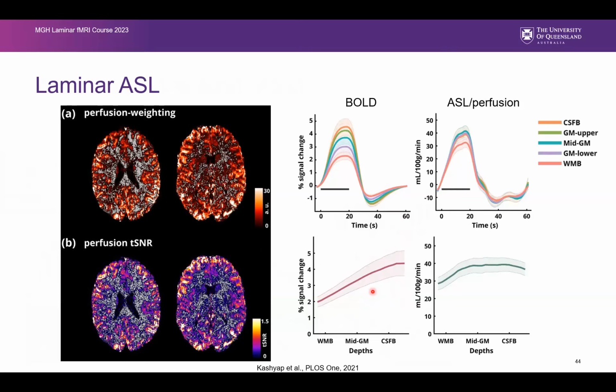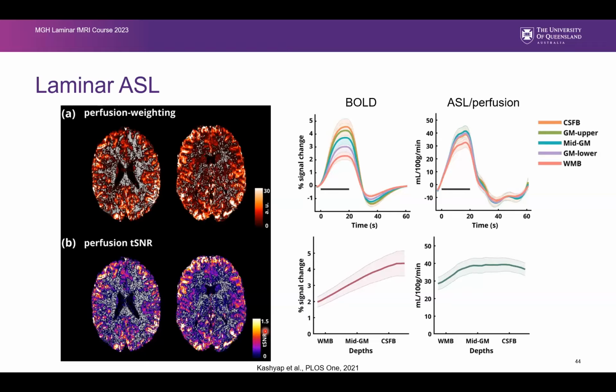It's really nice contrast. The only problem is its tSNR is really, really low. So if you look here, that's a 1.5. That's the only study I could find on ASL with a laminar analysis attached to it. So, oh, there's another one? One. Oh, okay, sorry. One of the two. I missed 50% of the literature.